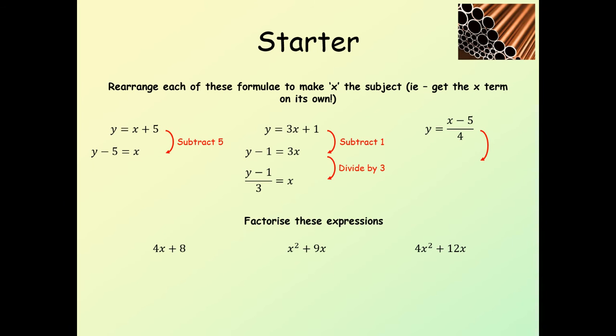Y is equal to x minus 5 over 4. Multiply by 4 on both sides. That gives me 4y is equal to x minus 5. Then add 5 to both sides. That gives me 4y plus 5 is equal to x.